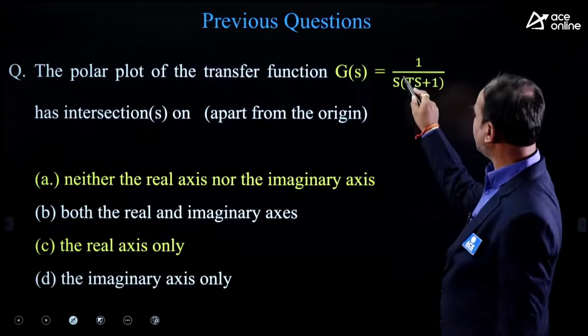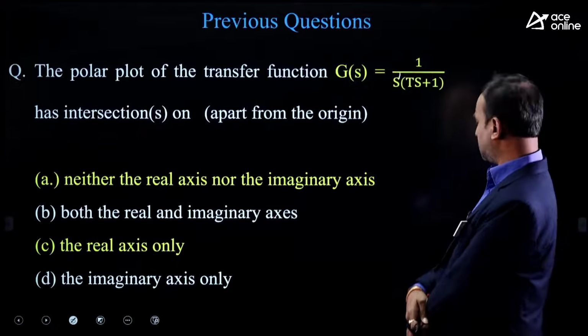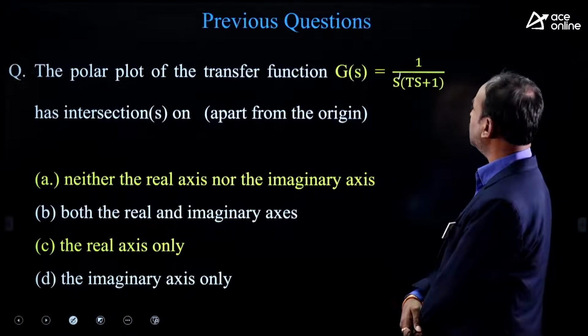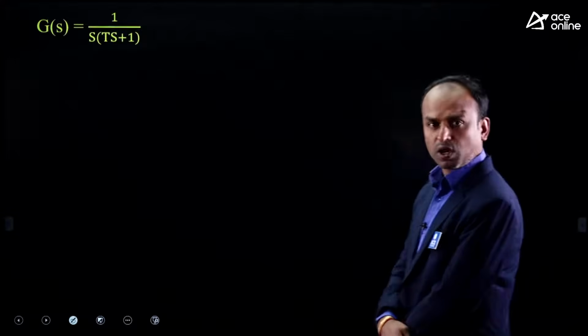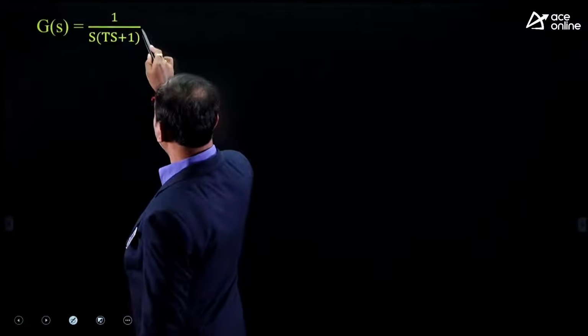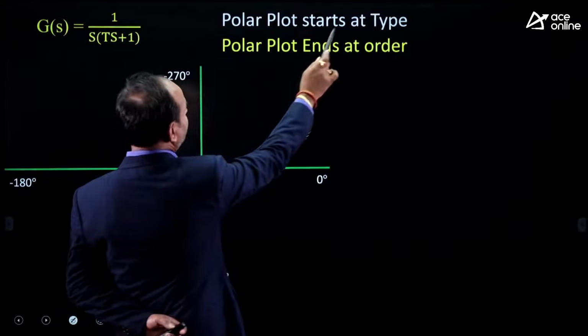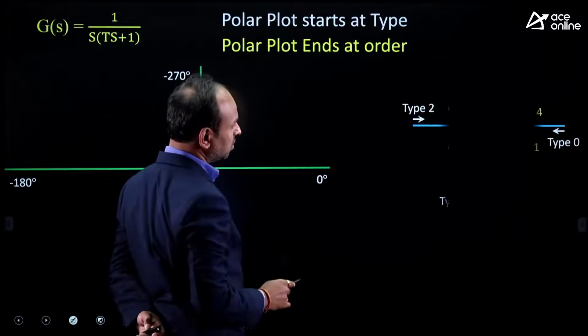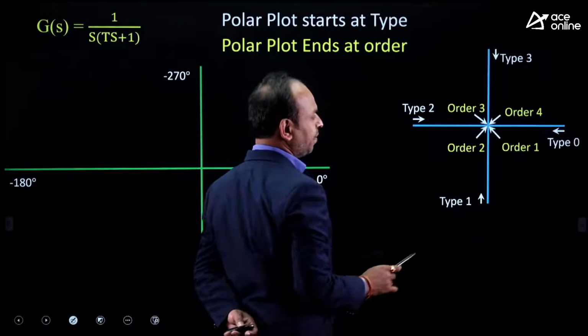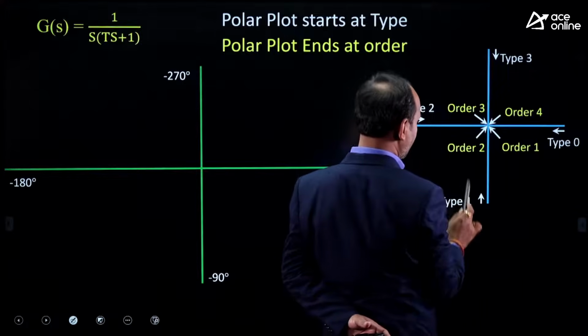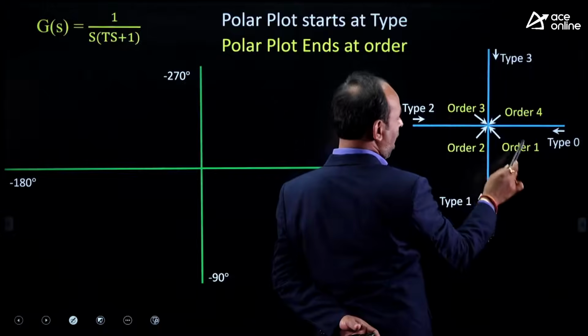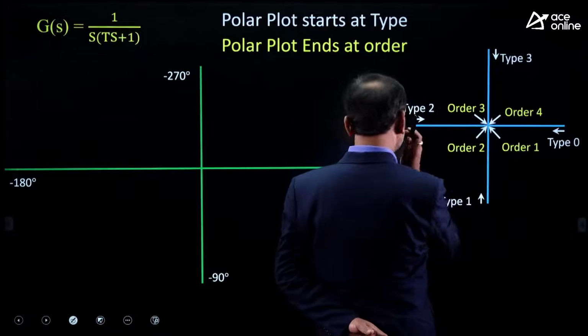First of all, it is type 1. The number of poles at origin indicates the type. Type 1, order 2. So how to draw the polar or Nyquist plot? The polar plot starts at the type and ends at the order. Type 0 starts here, type 1 here, type 2 here, type 3 here. Order 1 ends here.